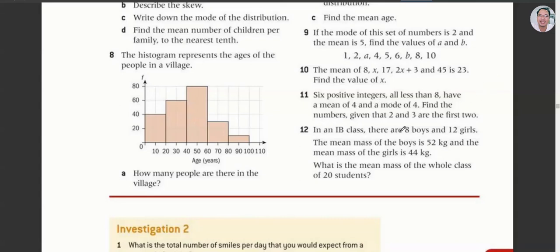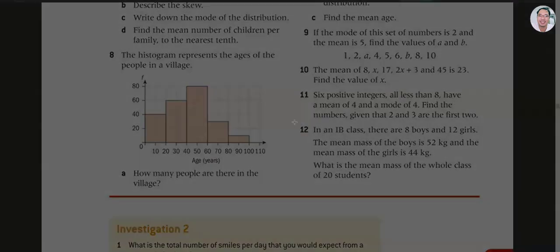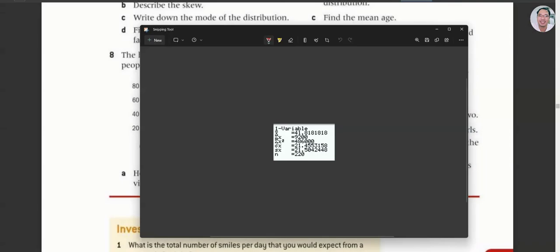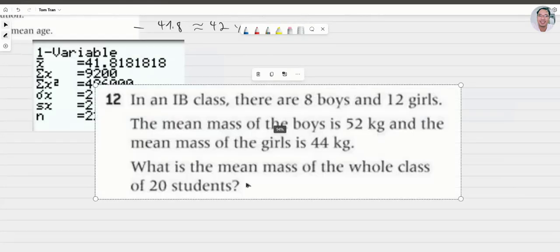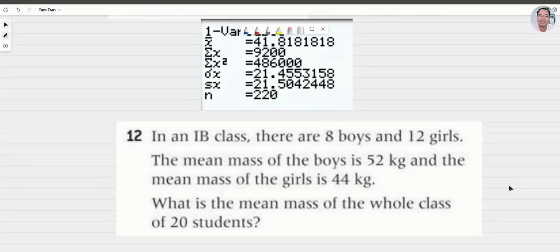In an IB class, there are 8 boys and 12 girls. The mean mass of the boys is 52 kilograms. The mean mass of the girls is 44 kilograms. Find the mean mass of the whole class of 20 students, adding the masses. So how do we calculate the mean of the whole class from the mean of each group of boys and girls?